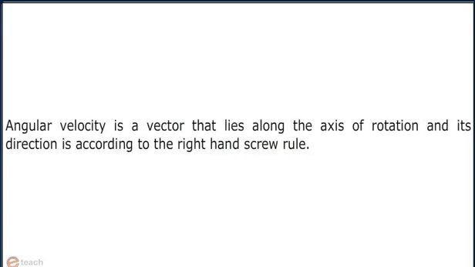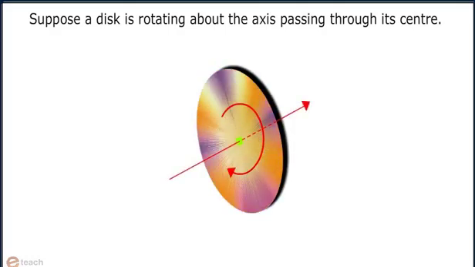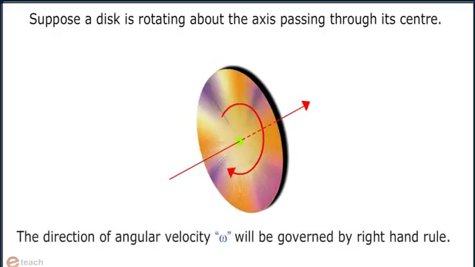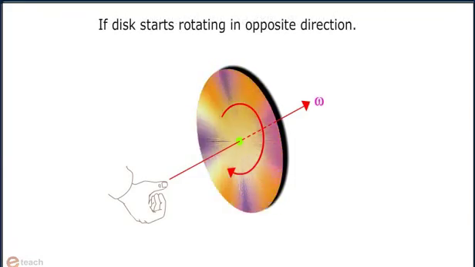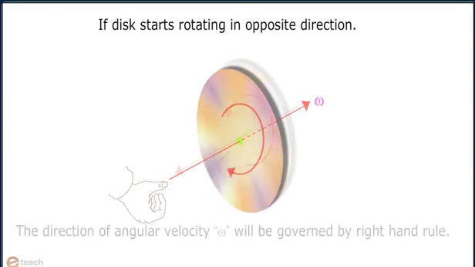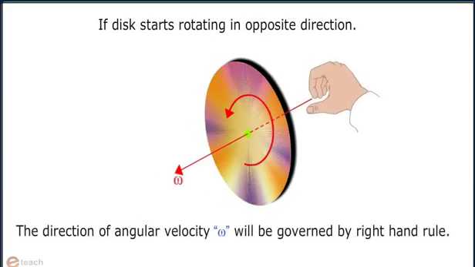Angular velocity is a vector that lies along the axis of rotation and its direction is according to the right-hand screw rule. Suppose a disk is rotating about the axis passing through its center. The direction of angular velocity omega will be governed by the right-hand thumb rule. If the disk is rotating in the opposite direction, the direction of omega will again be governed by the right-hand thumb rule.